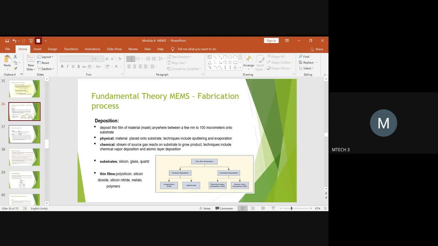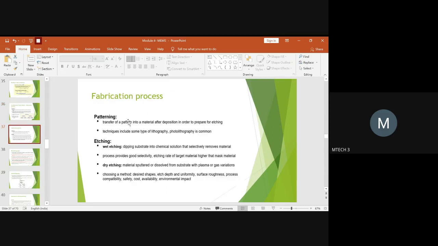Once this is done, you will deposit the pattern on the given thin film that you have developed. The excess material will be removed either by wet etching or dry etching. And one thing you have to remember: what is the technique used for achieving the pattern? It is either lithography or photolithography. These are the two common techniques we use to develop a pattern on the given thin film. We'll go in depth into photolithography after some time. So these are the basic steps one has to follow. Any doubts related to this?